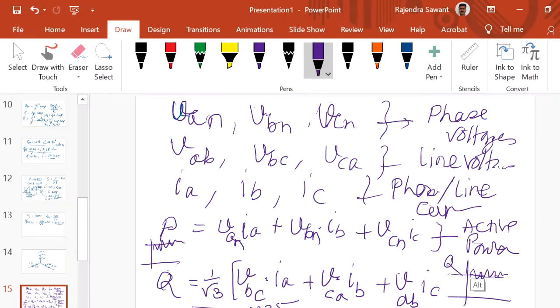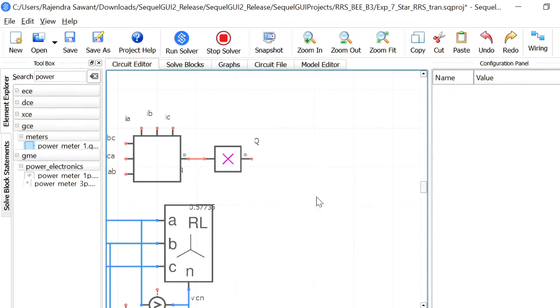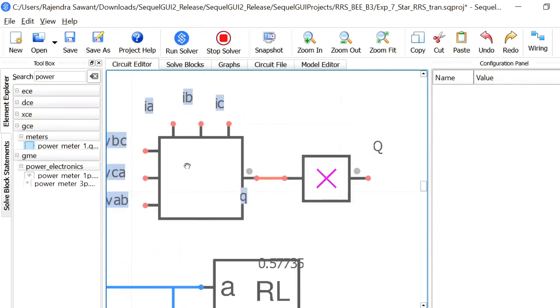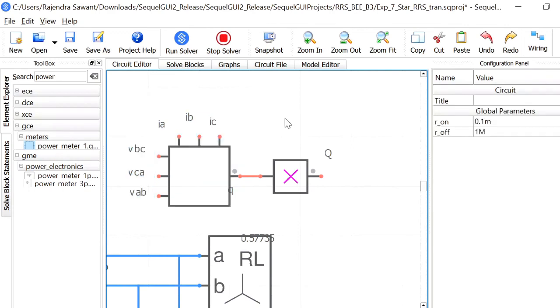So if you go back to our simulation, in order to compute Q, we have taken the same power block, power meter. If you just recall the equations, IA should be multiplied with VBC. So here VBC is connected and here IA is connected.